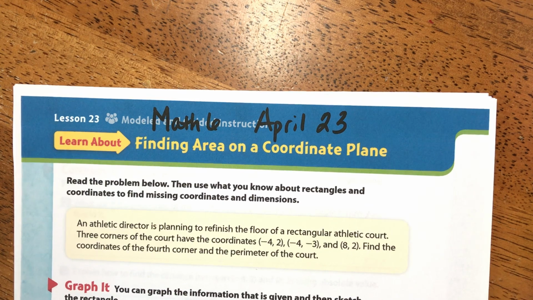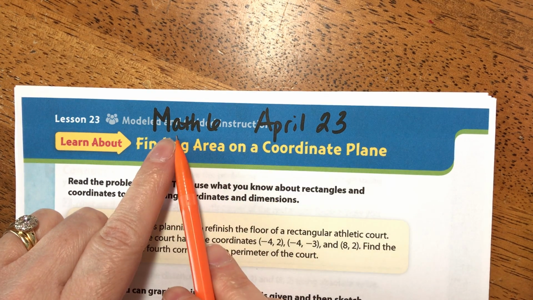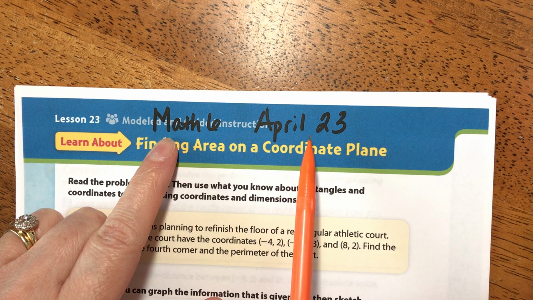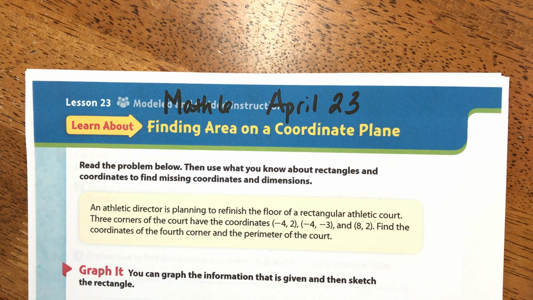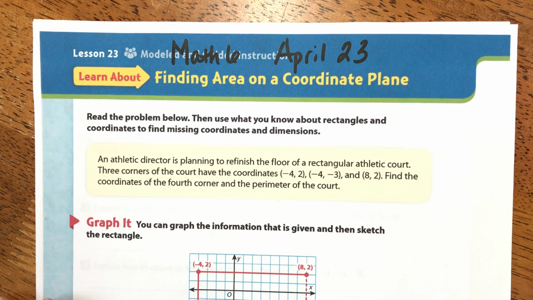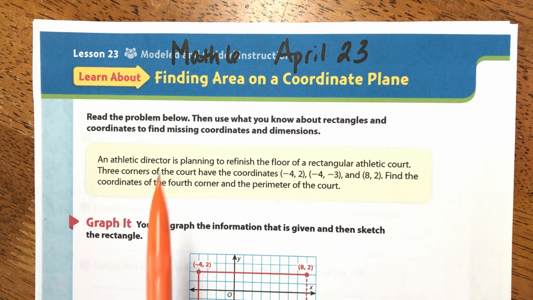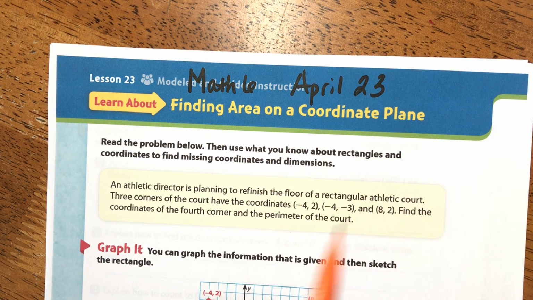Hey, listen, I've got math set today for Math 6, April 23rd. We're in Lesson 23, and today we'll be working in our instruction book on pages 232 and 233. Hopefully you took the time to check the homework from yesterday. Hopefully you're getting that. Let's go over these two pages today, and you'll have some more homework to work on. Are you ready? All right, we're going to be finding the area on a coordinate plane.